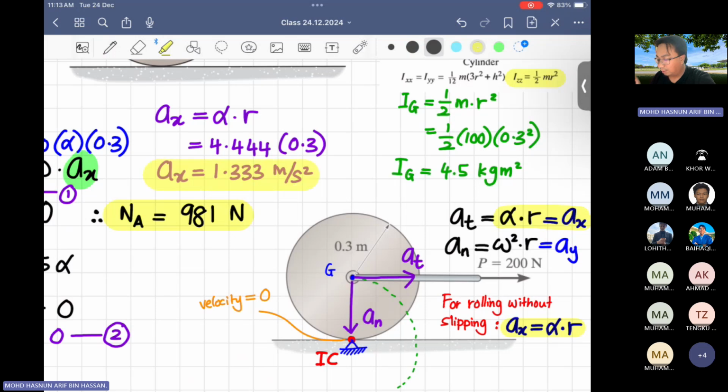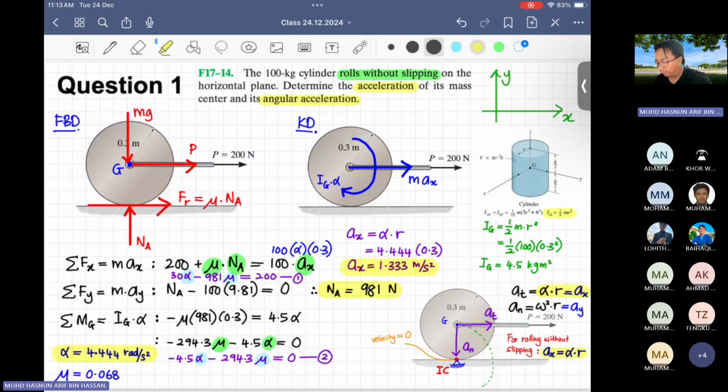So this is another final answer. So we have solved this. We have AX equals 1.333 meters per second squared. We have alpha equals 4.444 radians per second squared.